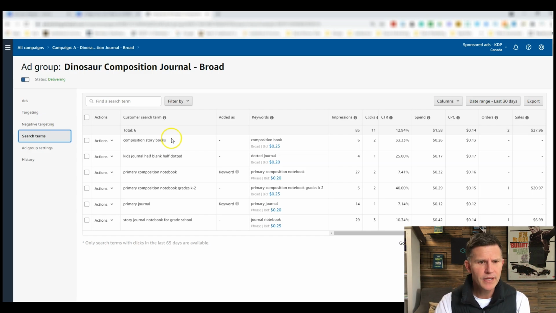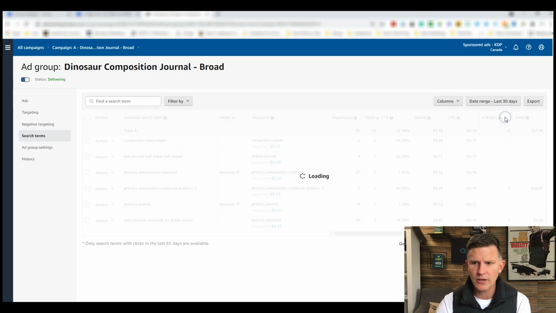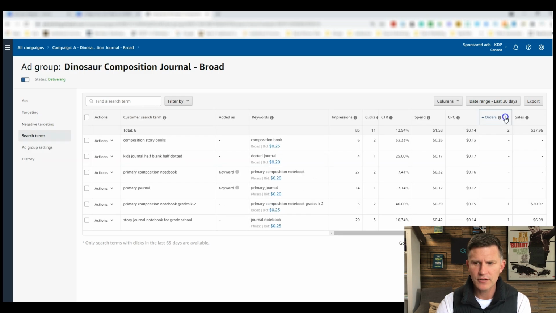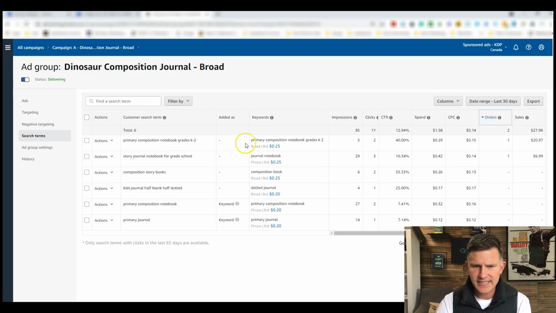So when the customer purchases the book, we click on orders. We might have to click on it twice until it comes up the top. The customer was actually looking for primary composition notebook K-2 and story journal notebook for grade school. That's what they actually typed in their search term into the Amazon search box, although our keyword was a phrase of journal notebook. So phrase, that's picked up that one. So we can actually see.